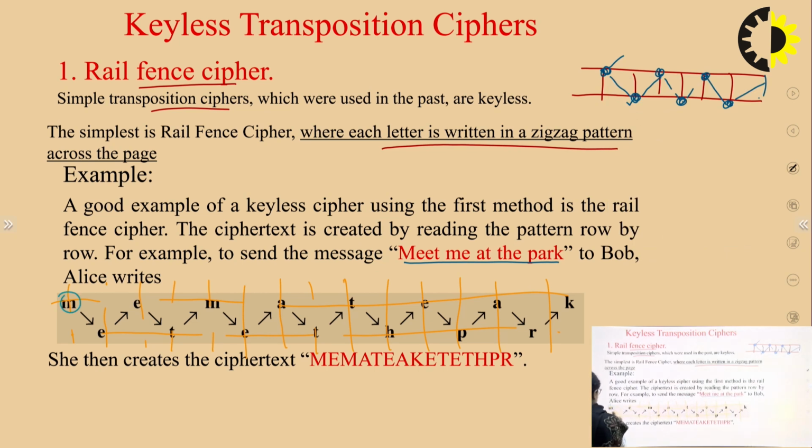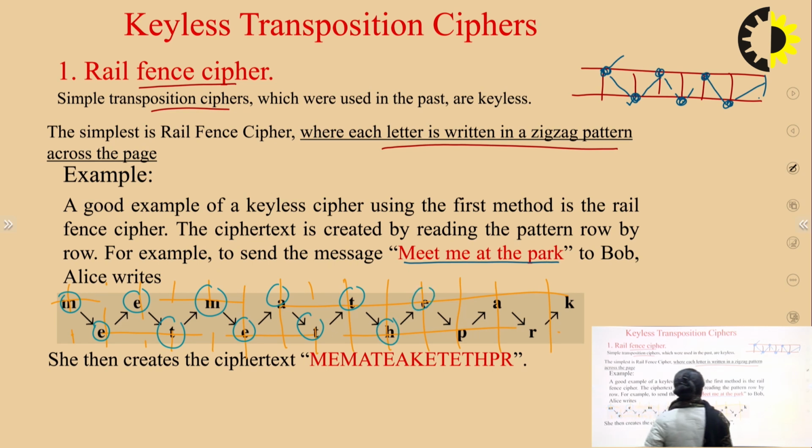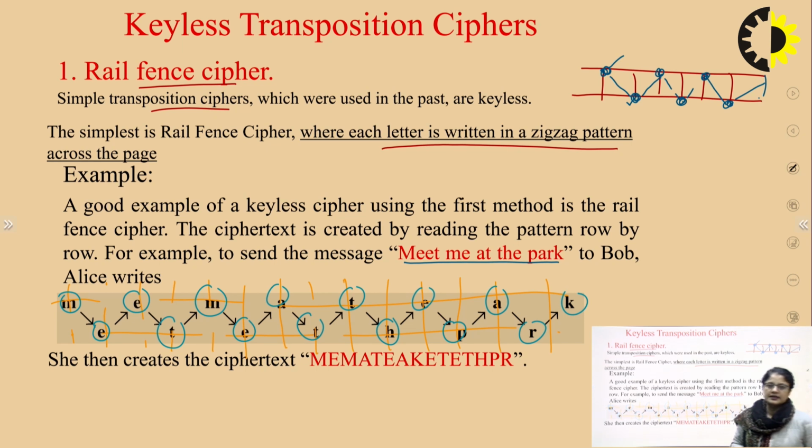First letter M of meet, E goes in the next row, then the next letter comes in the first row, then T comes in the second row, and so on for me. So this is how we are placing the letters in a zigzag manner. This is how the letters are placed in a zigzag manner when you're preparing to encrypt the plain text. Our plain text is meet me at the park.